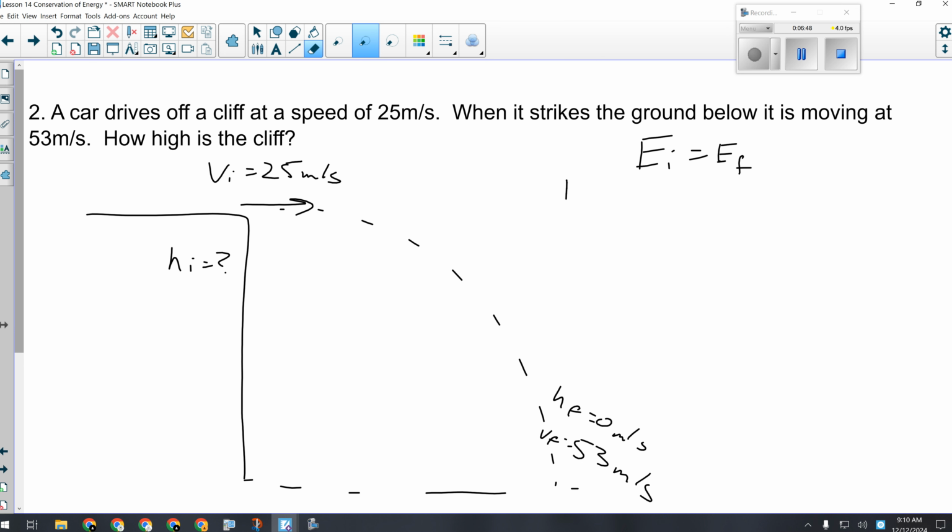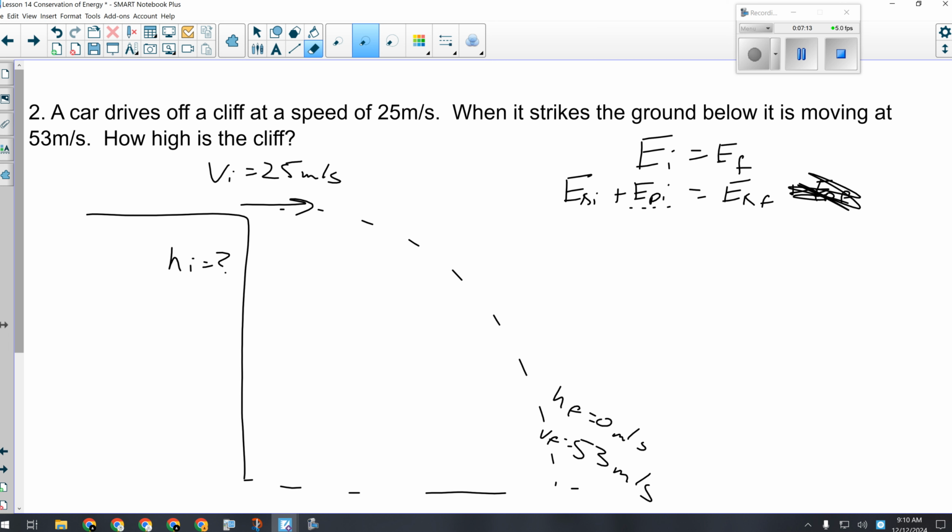Okay, so that's going to be EK initial, we have that, plus EP initial, we have that. It's part of what we're looking for. Okay, EK final, we've got that. Oh, not equals, plus. EP final, do we have any of that? No, that's 0. Okay, our final height is 0. So that simplifies things a little.